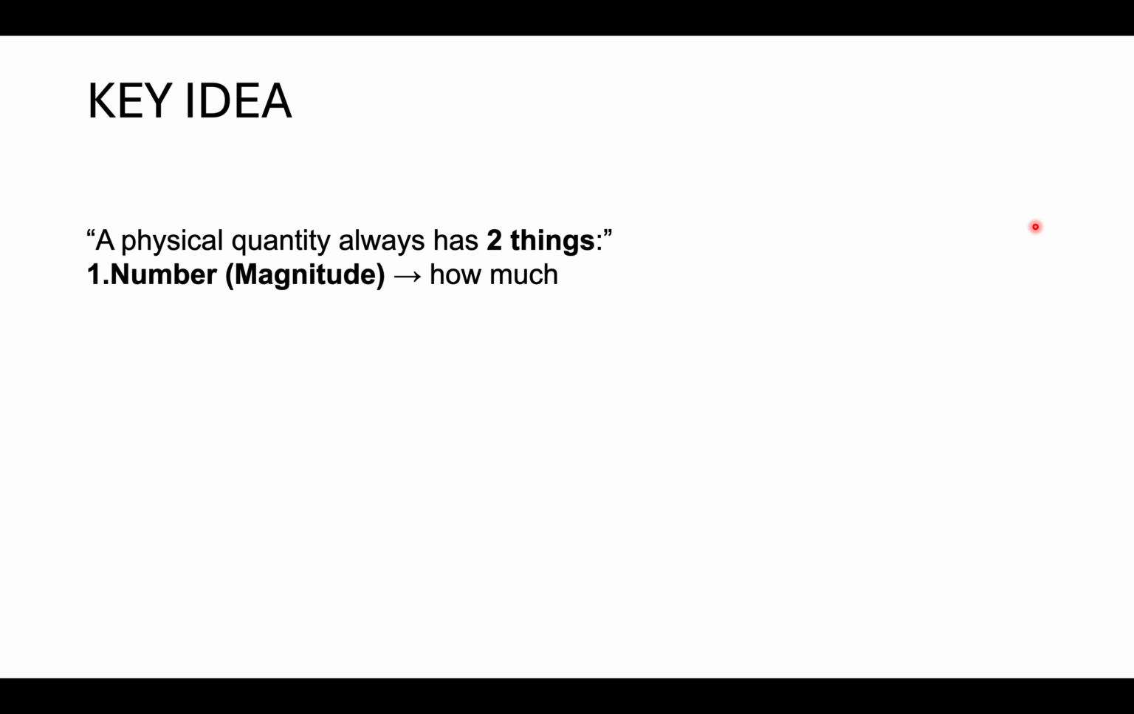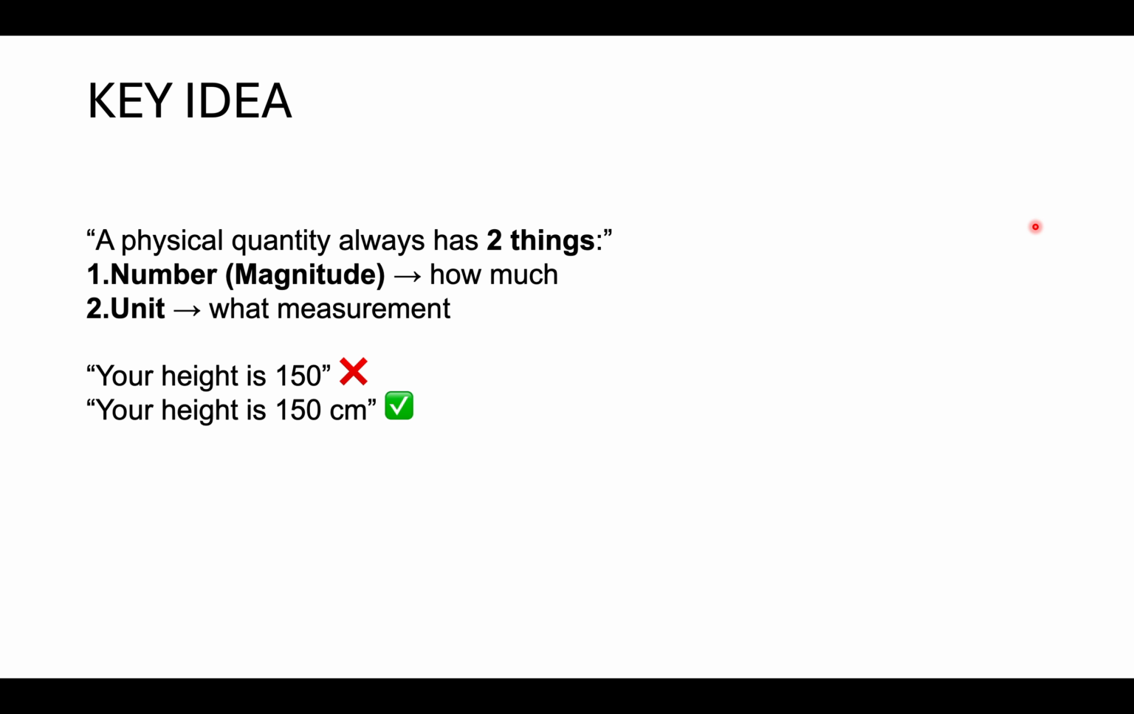So what's the idea behind these physical quantities? Our physical quantities always have two things. One is a number, a magnitude, which says how much. Second is the unit. What measurement are we using for this number? Your height is 150 is a wrong statement. Your height is 150 centimeters is a correct statement. I walked 5 is what? You walked 5 kilometers, you walked 5 minutes, you walked 5 foot. It's abstract, right? But I walked 5 kilometers is a right statement.